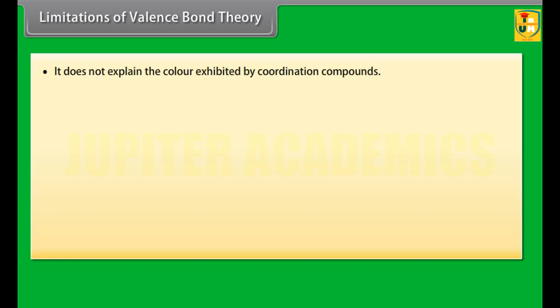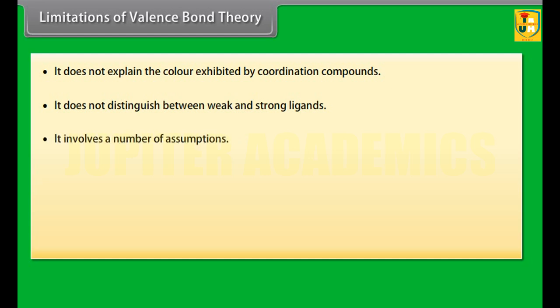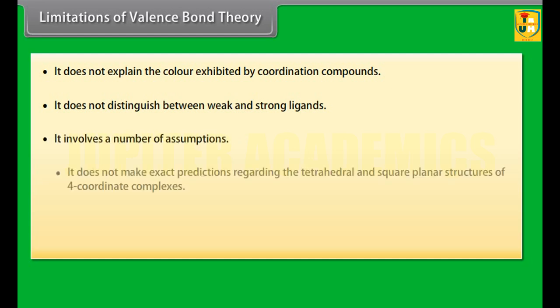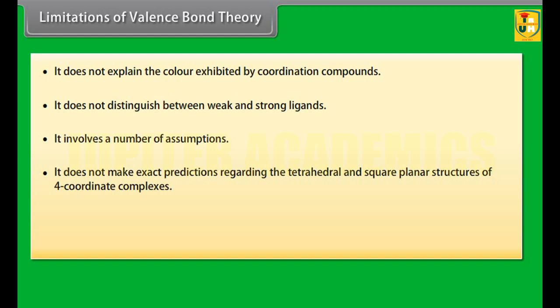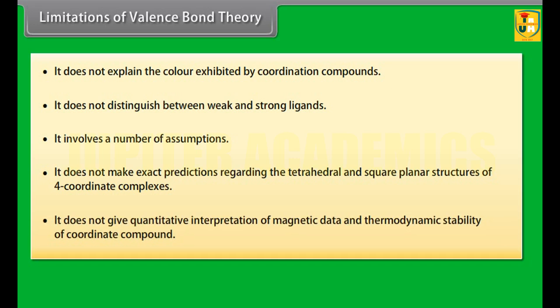Limitations of valence bond theory. The main limitations of valence bond theory are following. It does not explain the color exhibited by coordination compounds. It does not distinguish between weak and strong ligands. It involves a number of assumptions. It does not make exact predictions regarding the tetrahedral and square planar structures of four coordinate complexes. It does not give quantitative interpretation of magnetic data and thermodynamic stability of coordinate compound.